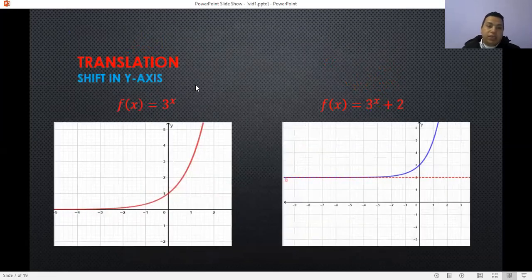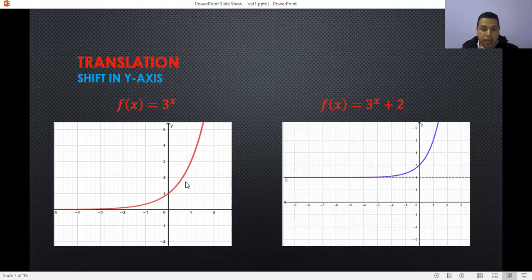Shift in the y-axis. If I added 2 to 3 to the power x, this constant term makes a difference between the two functions. It makes the function get above 2, and here we have this line, which is an asymptote line. Then we have a shift in the positive direction of the y-axis, its magnitude is 2 in this direction.